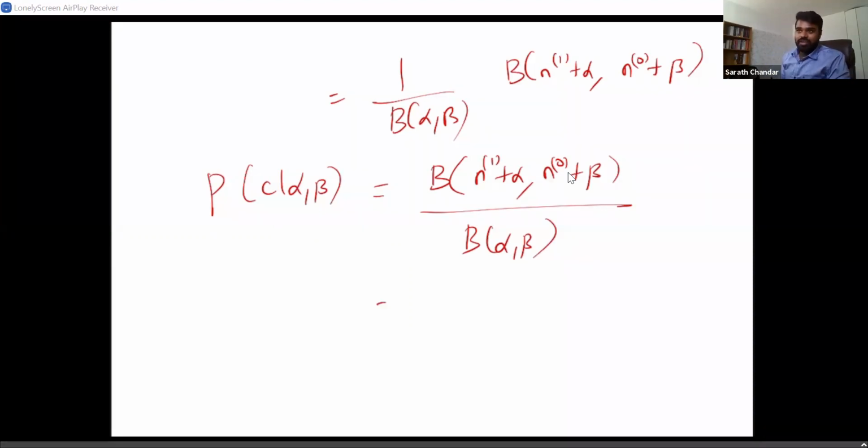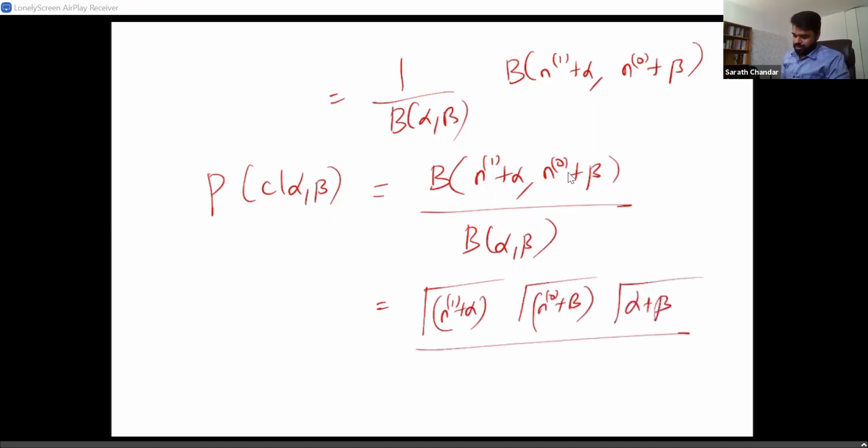Okay, so maybe I'll just do the expansion here. So this is simply gamma of n1 plus alpha, gamma of n0 plus beta, gamma of alpha plus beta, divided by gamma of n1 plus n0 plus alpha plus beta, gamma of alpha, gamma of beta. I have just expanded both the beta functions.